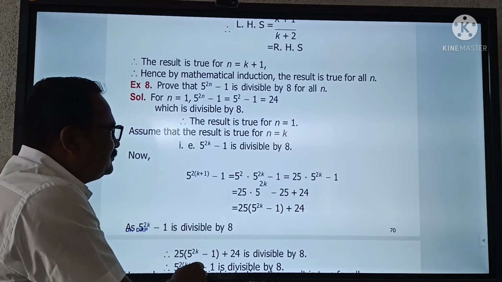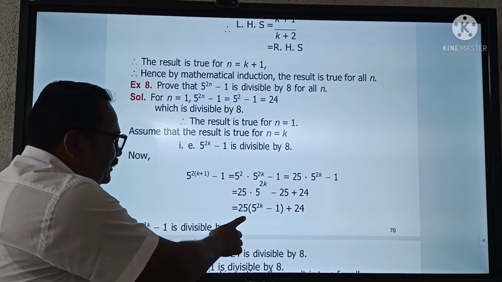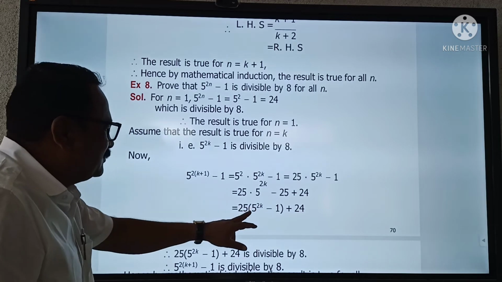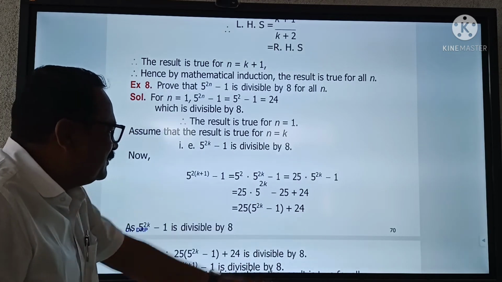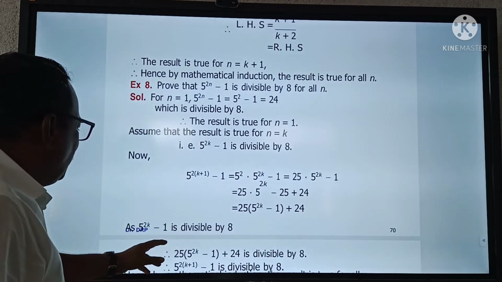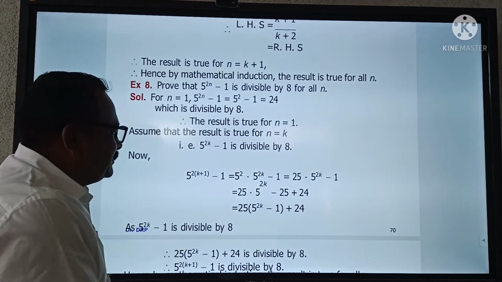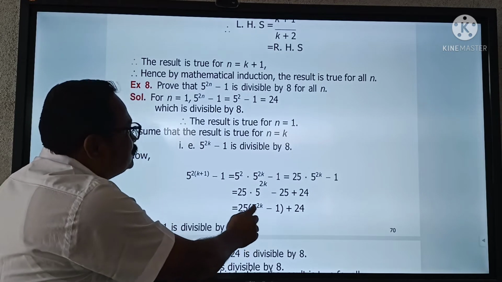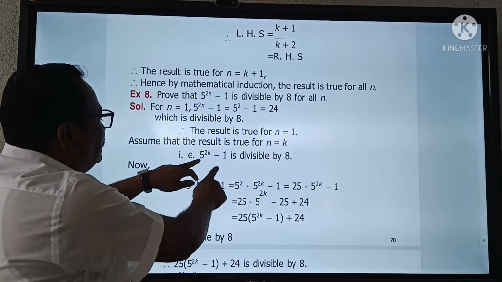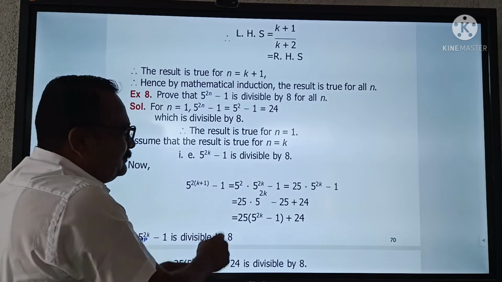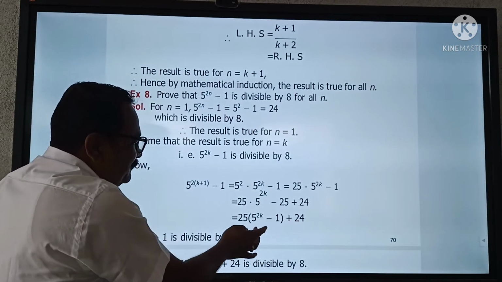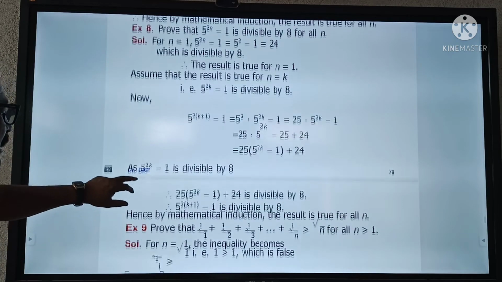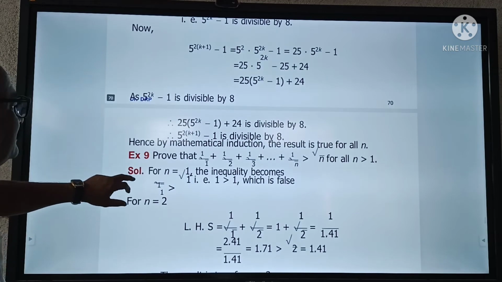This is just an adjustment to prove this result. So 25 into bracket 5 raised to 2k minus 1. From the first two terms, 25 gets common, plus 24 as it is. And clearly 8 divides 24, we know. And we assumed that 8 divides 5 raised to 2k minus 1. So 8 divides 24, and 8 divides this one, which means 8 divides the total sum of these two terms, and the result will hold for all n.